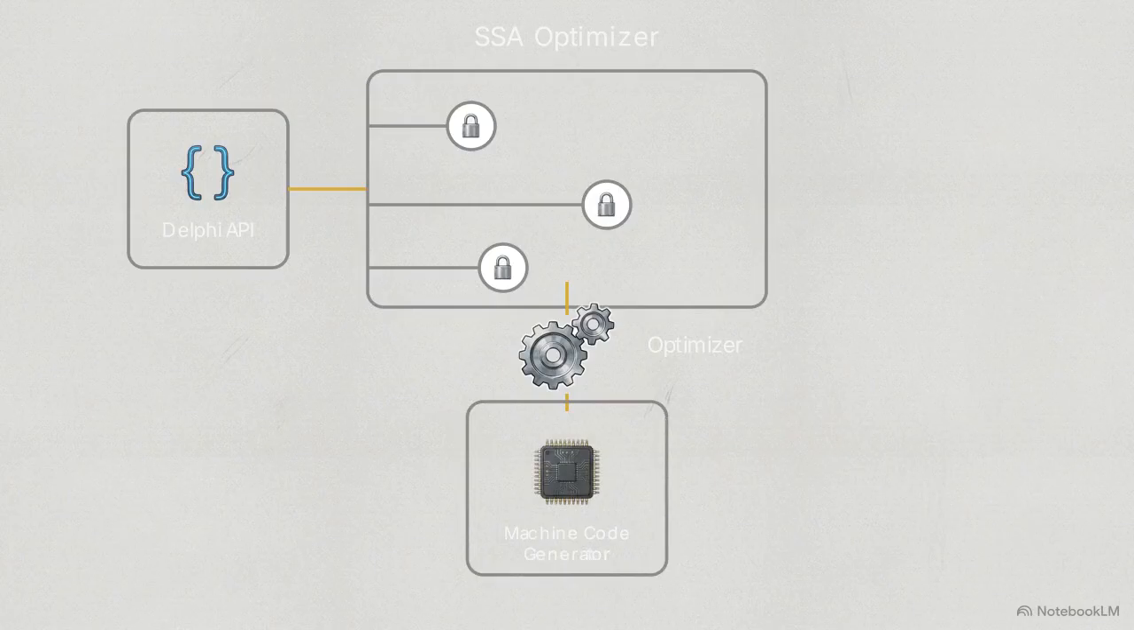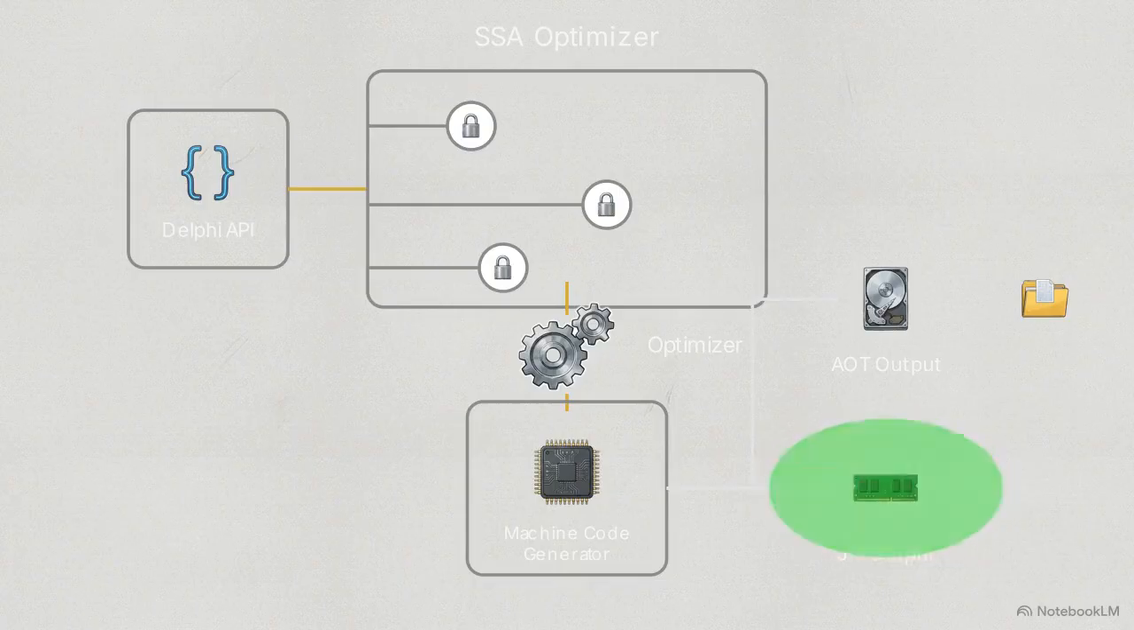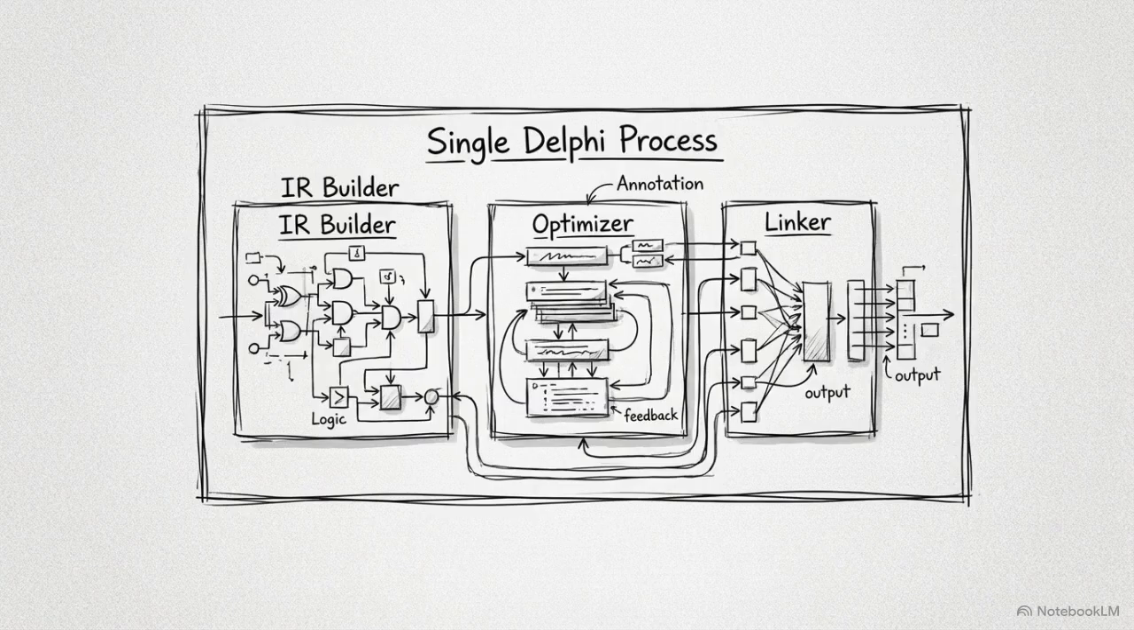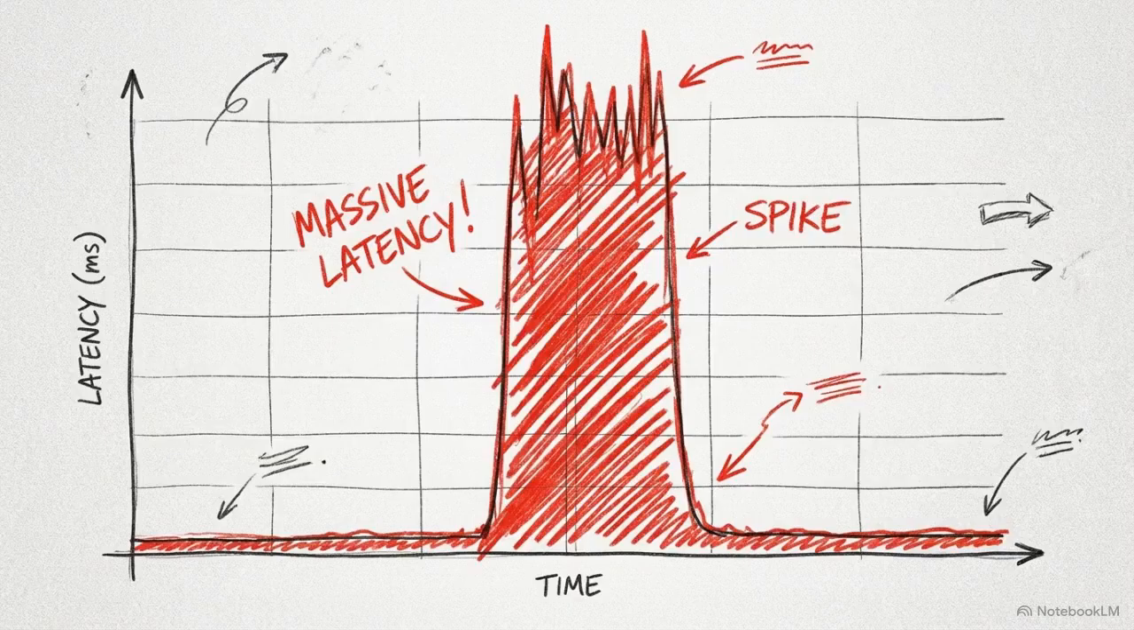The final stage splits into two distinct emission targets. Viper can compile ahead of time, meaning it writes a physical binary file to the disk, or just in time, where it compiles directly into the system's active RAM for immediate use. By keeping every step, from the intermediate representation to the final linking, inside a single process, the system avoids the context-switching delays of calling out to an external compiler.